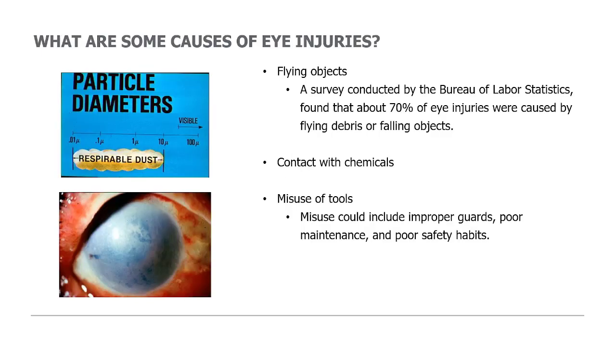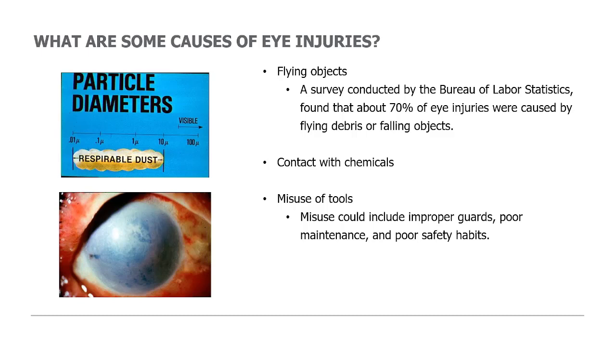So what are some of the causes of these eye injuries? Flying objects: the Bureau of Labor Statistics found that about 70% of eye injuries are caused by flying debris or falling objects. Another common eye injury is contact with chemicals. We want to make sure that we're wearing something over our eyes to keep chemicals from touching our eyes, keep those eye injuries from occurring.